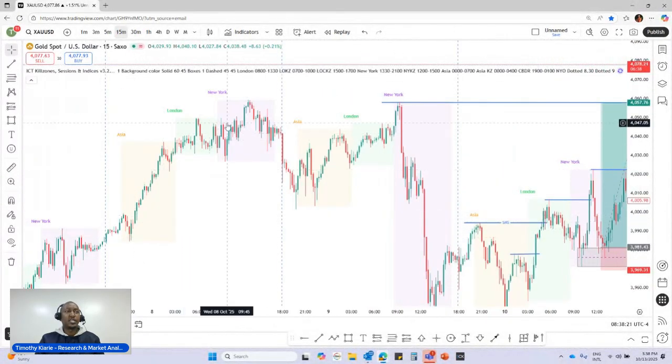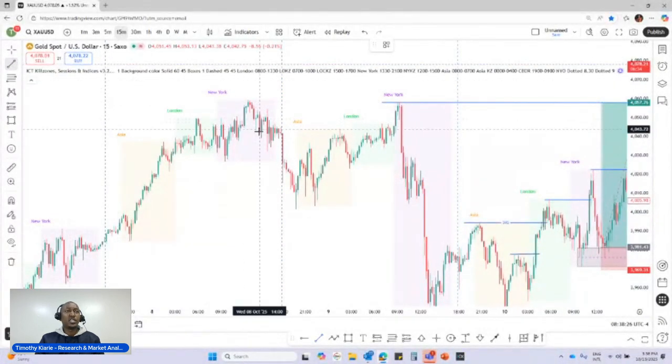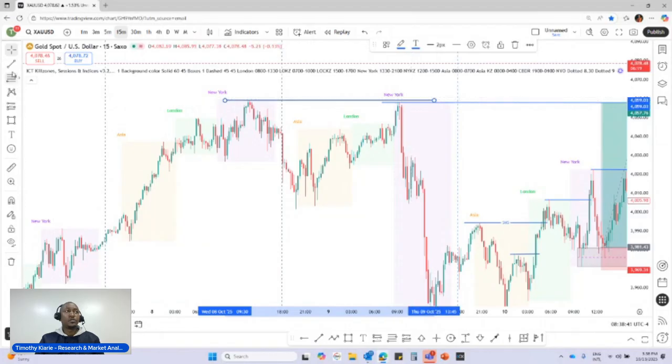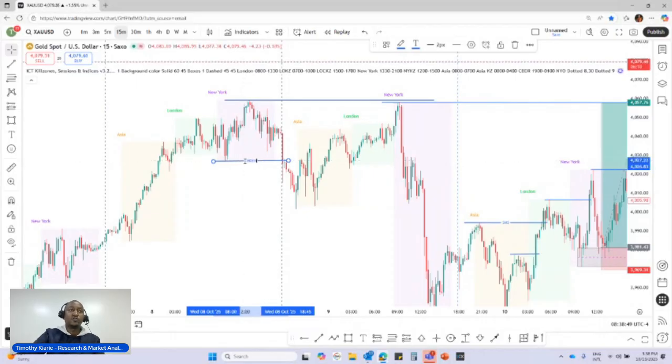So here the market was pushing up, right? So where did we see the shift in market structure? At this particular point, you can see this is the major high, this is the major low. So we can mark that. That's the major high. Okay, so this is the major low. So the moment the price breaks below the major low, here we have a change of character, right? So we have that as our change of character.